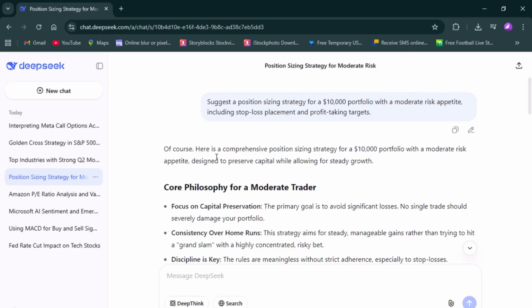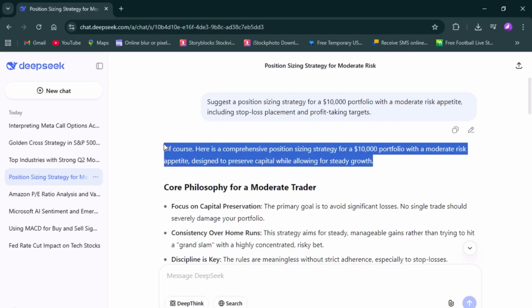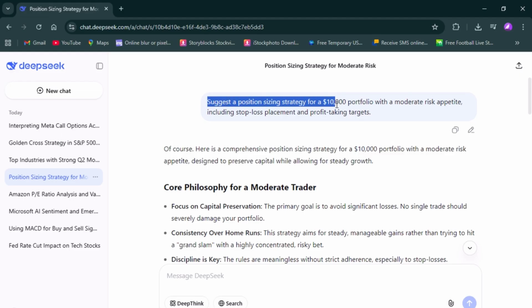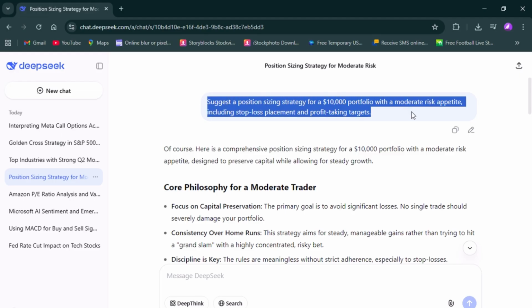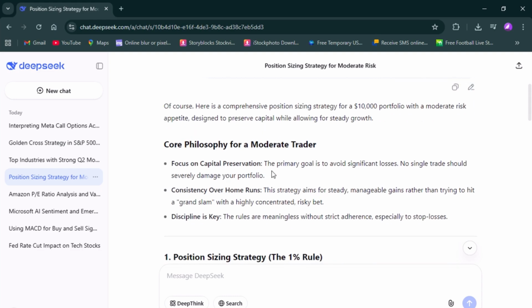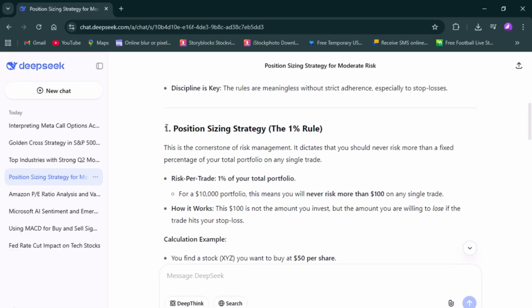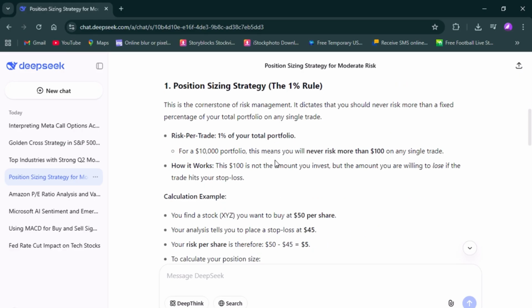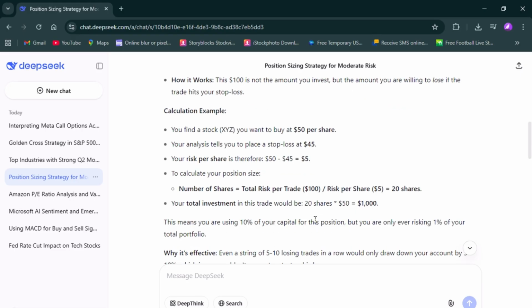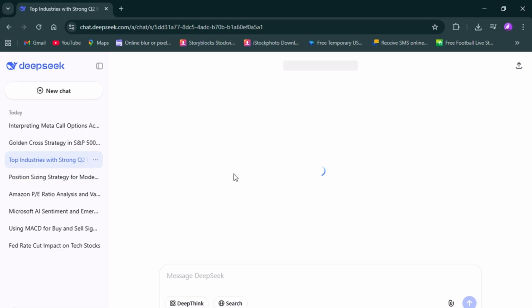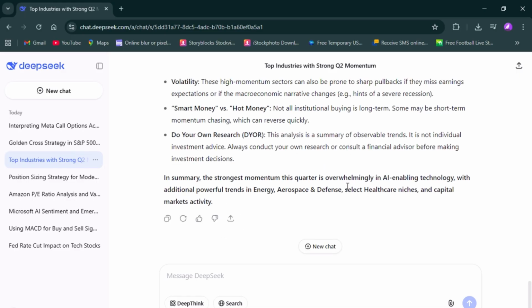You can ask it to help design a personalized trading plan based on your capital and risk tolerance. Sample prompts include: suggest a position sizing strategy for a 10-0 portfolio with a moderate risk appetite, including stop-loss placement and profit-taking targets. Or, what are some effective methods to hedge a portfolio that's heavily invested in semiconductor stocks? Considering both options, strategies, and sector diversification, this can help you protect your capital while maximizing potential returns. DeepSeek can also help you understand different risk management techniques and how to implement them effectively in various market conditions.